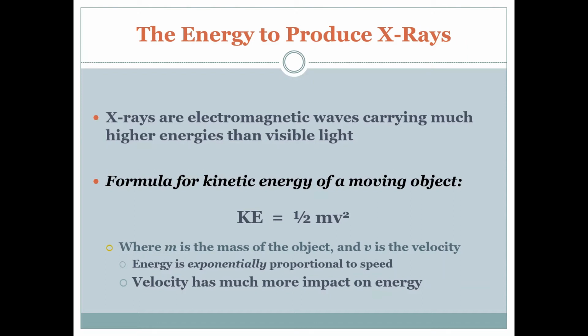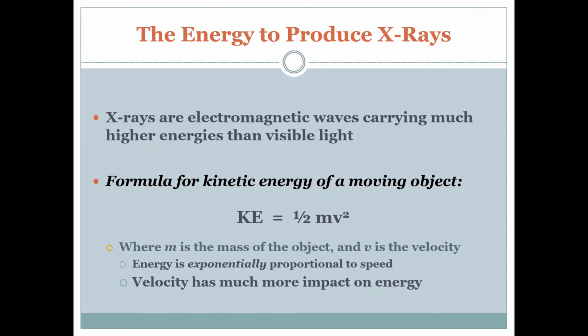There's a way to calculate how much kinetic energy any moving object will have. The formula is simple, and it's not so important that you can work this formula out, just that you have an idea of what goes into the formula and what the implications are for the creation of X-rays. So the formula is: kinetic energy is equal to 1/2 the mass times the velocity squared. M is the mass of an object and V is the velocity.